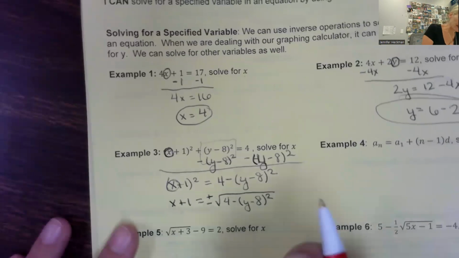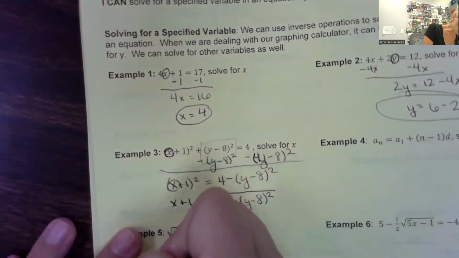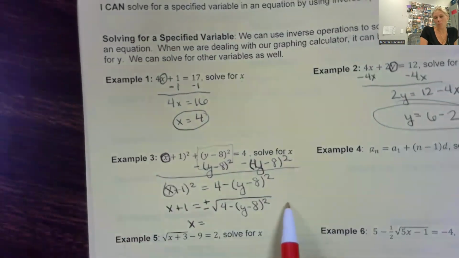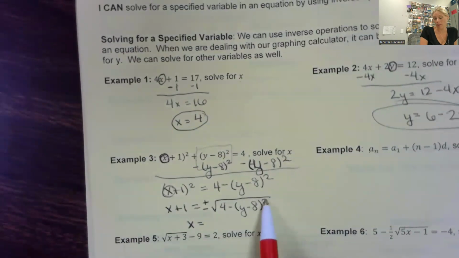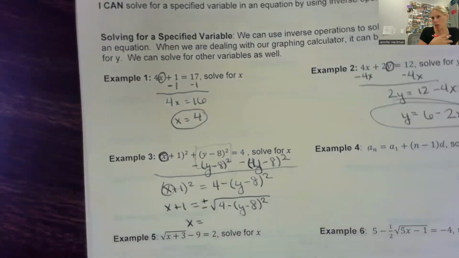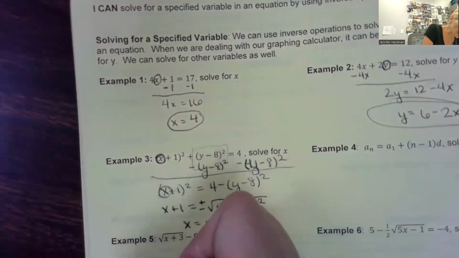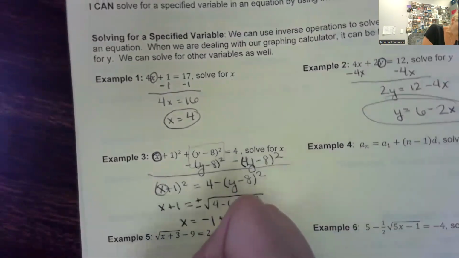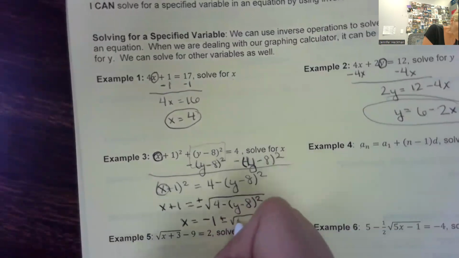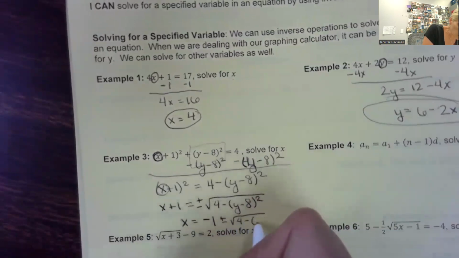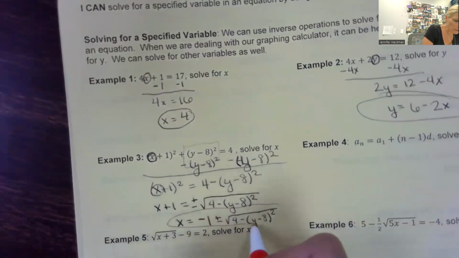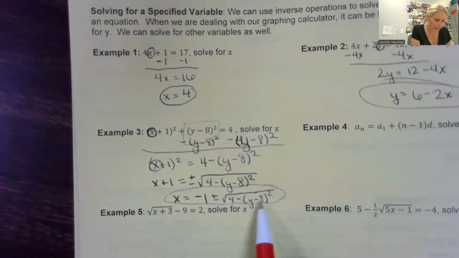Last step to get x by itself, to get rid of that 1, we subtract. Now, you can put it on the outside here, subtracting 1, just make sure that it's not under the square root. What I like to do to make sure I know that it's not under the square root is I'll put it out front. So I'll put that subtracting 1, then we still have the plus or minus the square root of 4 minus parentheses y minus 8 squared. Make sure that's extended, and we are all done. Again, you cannot simplify the square root step.